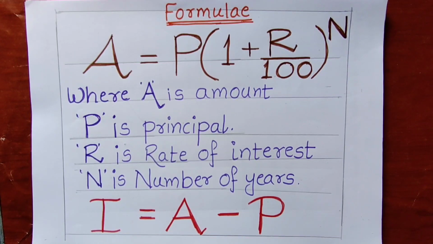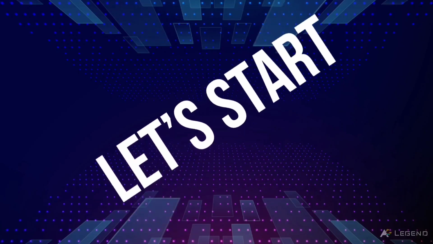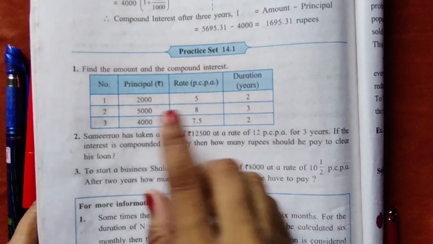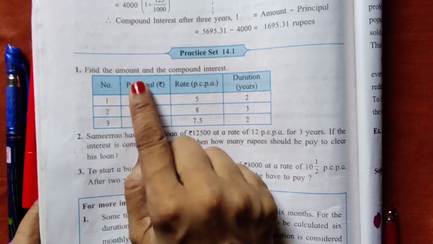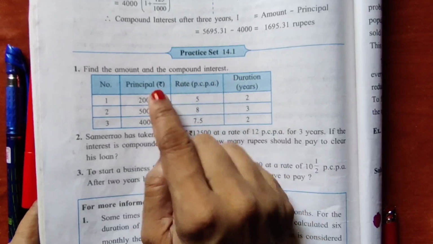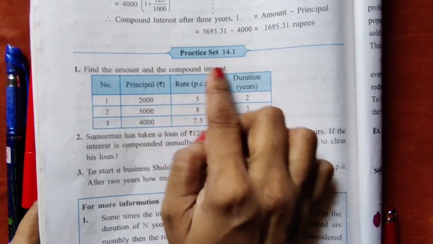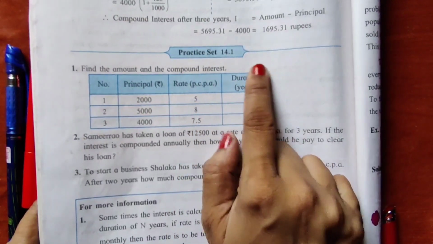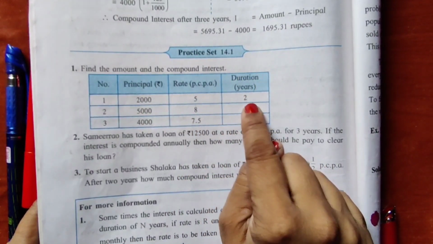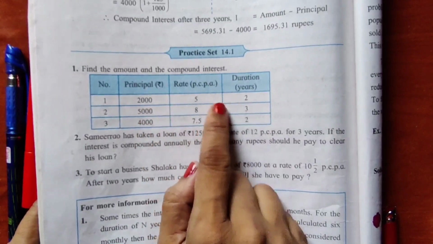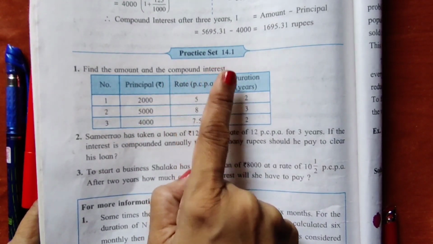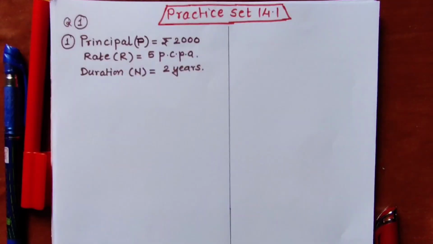Let us solve the sums, we will get a full idea. So now let's start practice set 14.1. Question number 1 is find amount and compound interest. We have been given the values of principal, rate in p.c.p.a., per cent per annum, and duration in years. From these values we will first find the amount and afterwards we will get the value for compound interest. So let us solve the sum.